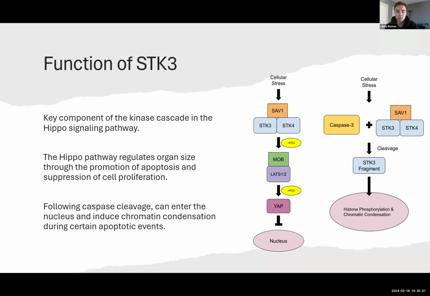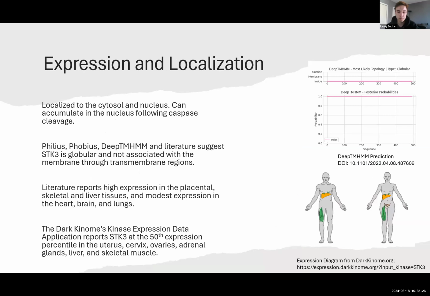Some more recent studies have also shown that when caspase 3 is activated during apoptosis, STK3 is cleaved near the C terminus, losing its regulatory domain, as well as its nuclear export signal. STK3 will then be able to enter the nucleus and induce chromatin condensation by phosphorylating the histone H2B. So STK3 is known to reside within the cytosol and the nucleus.